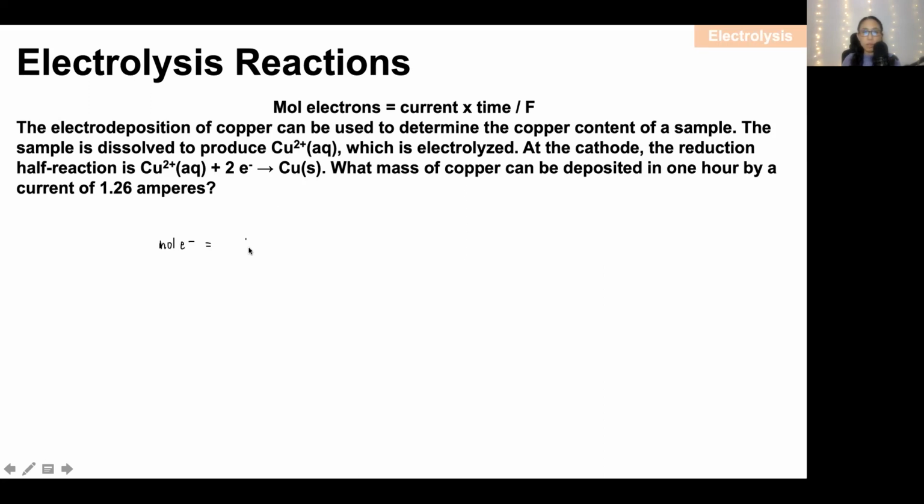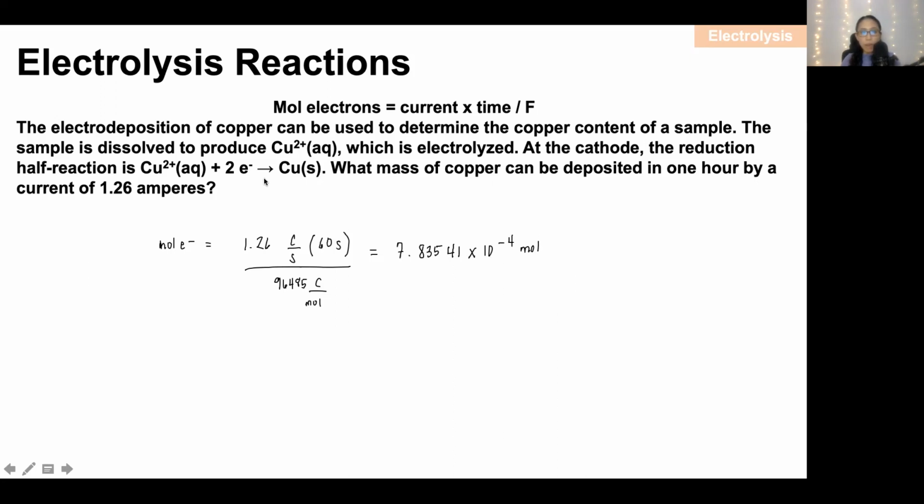So current used is 1.26 amperes, or 1.26 coulombs per second, times 1 hour or 60 seconds, divided by Faraday's constant, 96,485 coulombs per mole. So this will give us a value of 7.83541 times 10 raised to negative 4 mole of electron.